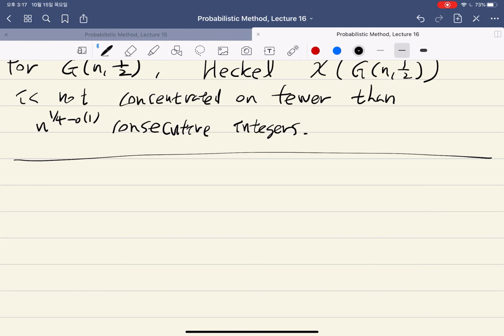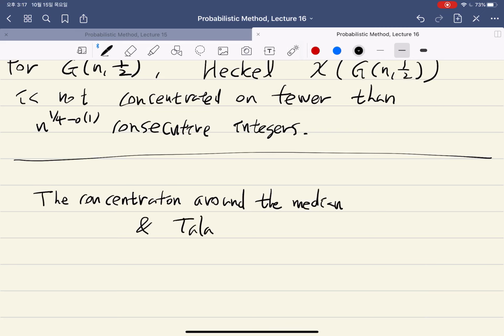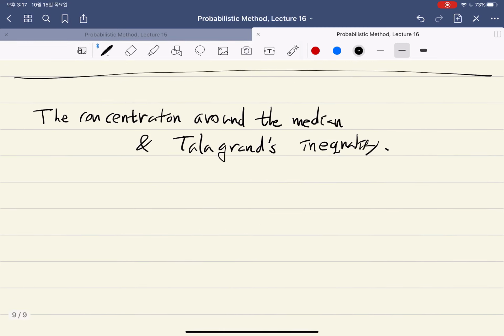So we will now consider the concentration around the median and something called Talagrand's inequality. So far we have learned about some concentration around the expectation. Azuma's inequality shows that for a certain random variable, if it satisfies a certain good condition, then the probability that it's far from its expectation is small.